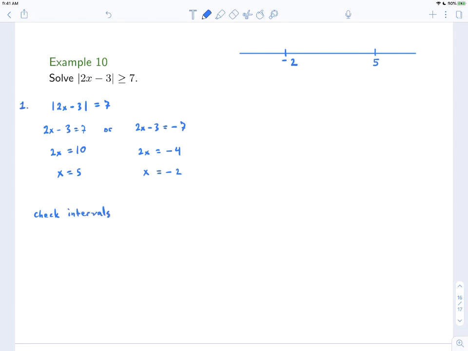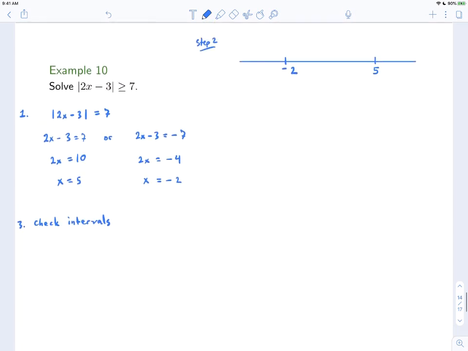So step one is we replace inequality with equality. Step 2 is we draw the number line. I'm not going to put a step, well, I guess I can write step 2 here. I don't want to have too many numbers floating around up there to confuse anything. And then step 3 is check intervals. So again, we're just going to pick any number to the left of negative 2, any number between negative 2 and 5, and any number greater than 5. Now notice this is greater than or equal to, so that means we're including the endpoints, like so.